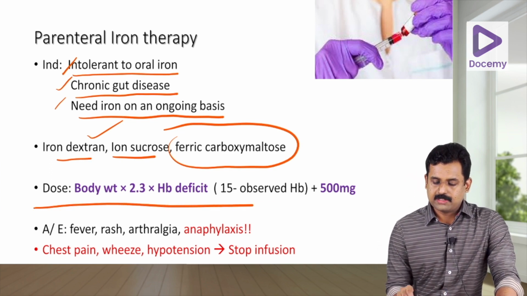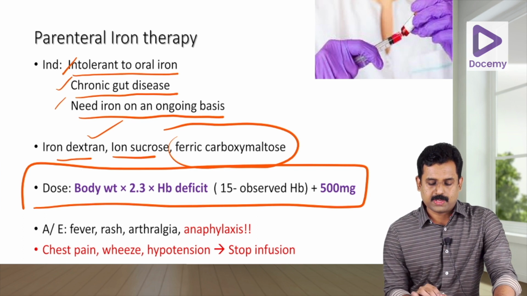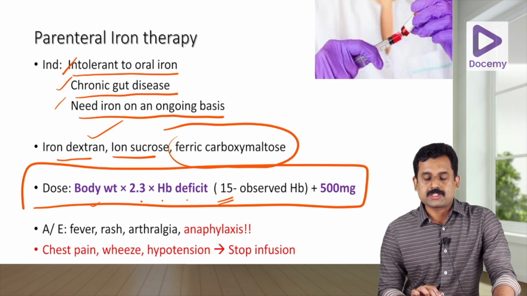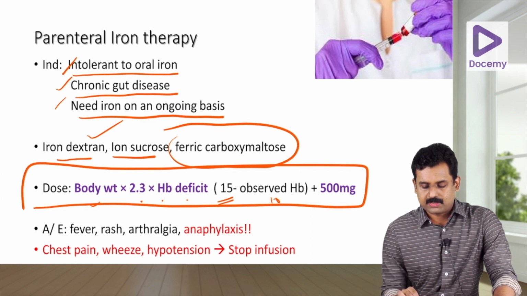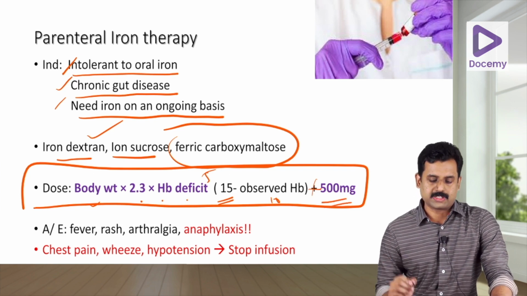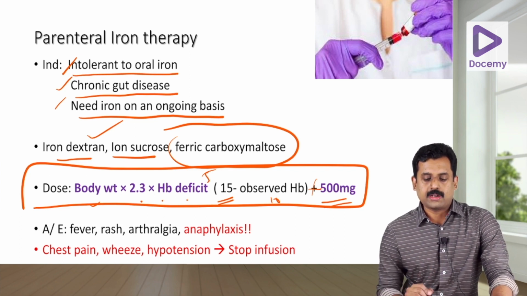And you should learn this equation by heart. The dose of parenteral iron therapy is body weight into 2.3 multiplied by hemoglobin deficit. If 15 is taken as normal and observed value is 10, the deficit will be around 5. Plus, you will be given extra 500 milligram to replenish the stores. So this is the calculation for parenteral iron therapy.